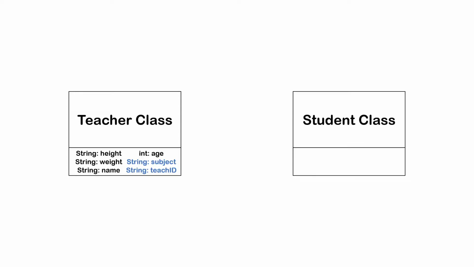Here we have a student class, and the student class is going to share a bunch of these values, namely the height, weight, name, and age. Notice how it does not share the subject or the teacher ID. Instead, it has its own unique state variables, such as the student ID and the grade.